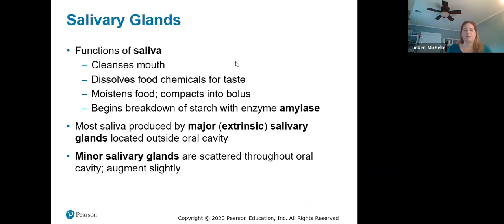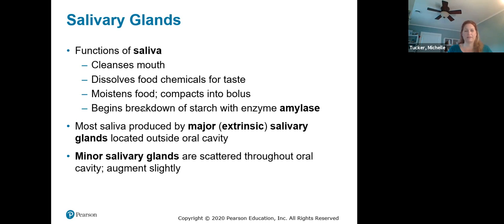Moving on to saliva. We're going to talk about the composition of saliva when we get to secretions. But the functions of saliva are to cleanse the mouth, dissolve food for chemicals for taste, moisten the food to allow it to compact into a bolus, and then also to begin the breakdown of starch because the enzyme amylase is secreted in saliva. But again, we'll go over the composition when we get to secretions.